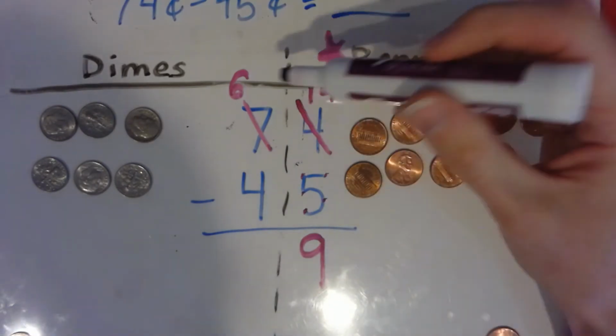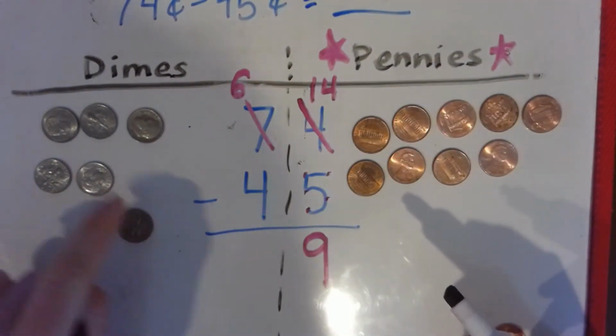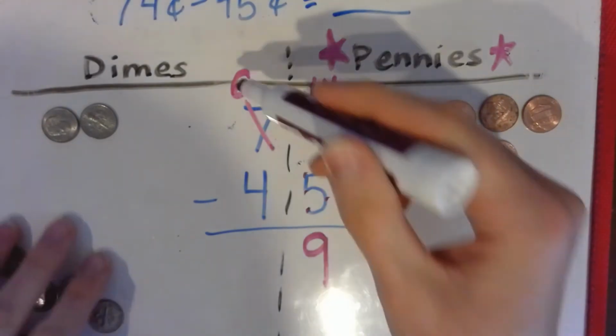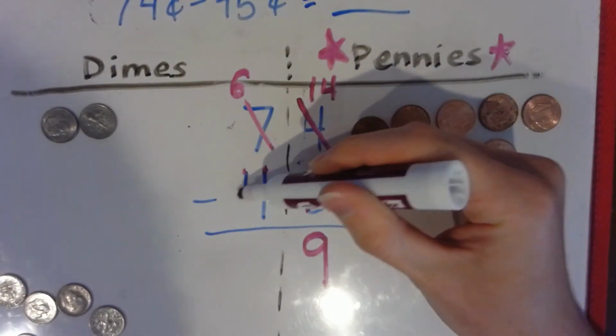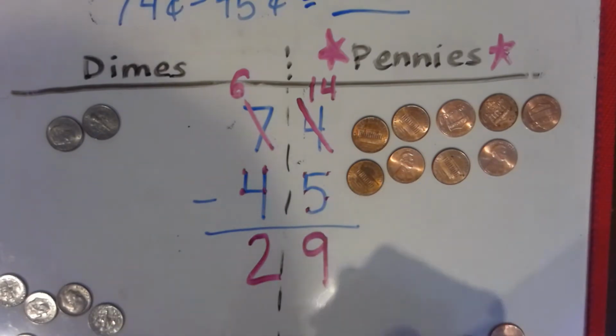Good. Now go to the dimes. We have 6. Let's take 4 away. 1, 2, 3, 4, 6, 5, 4, 3, 2. You have 2 left. So this answer is 29.